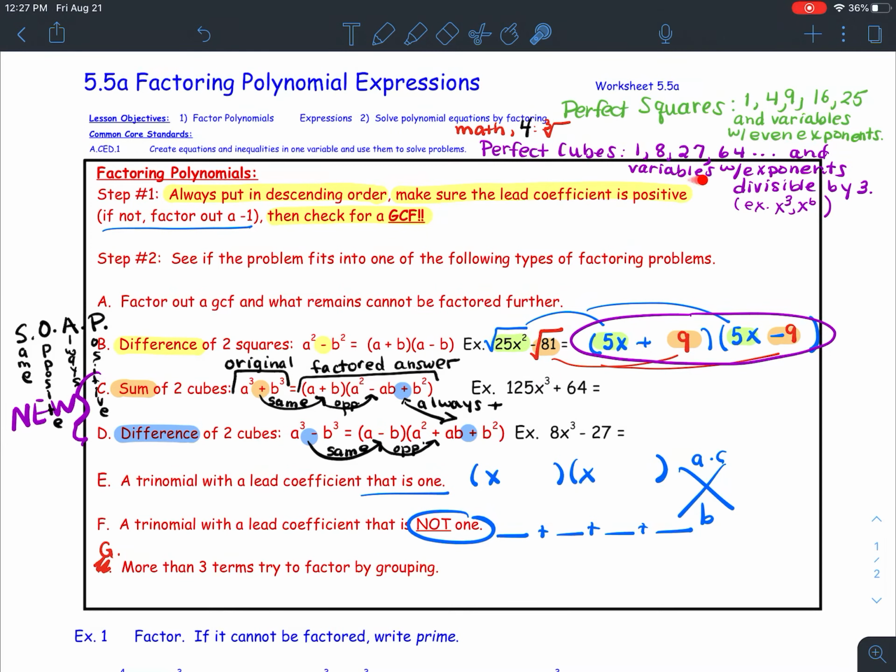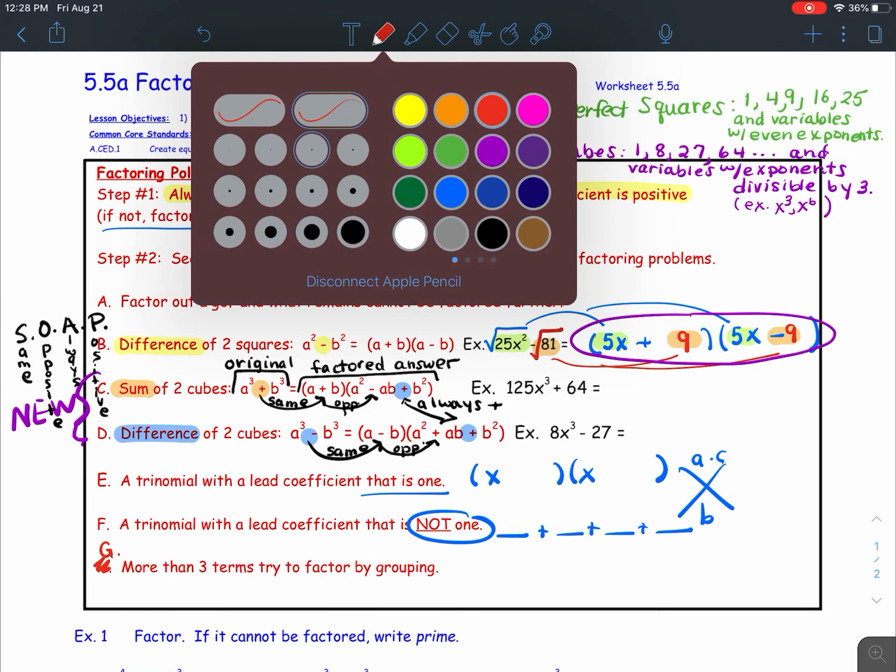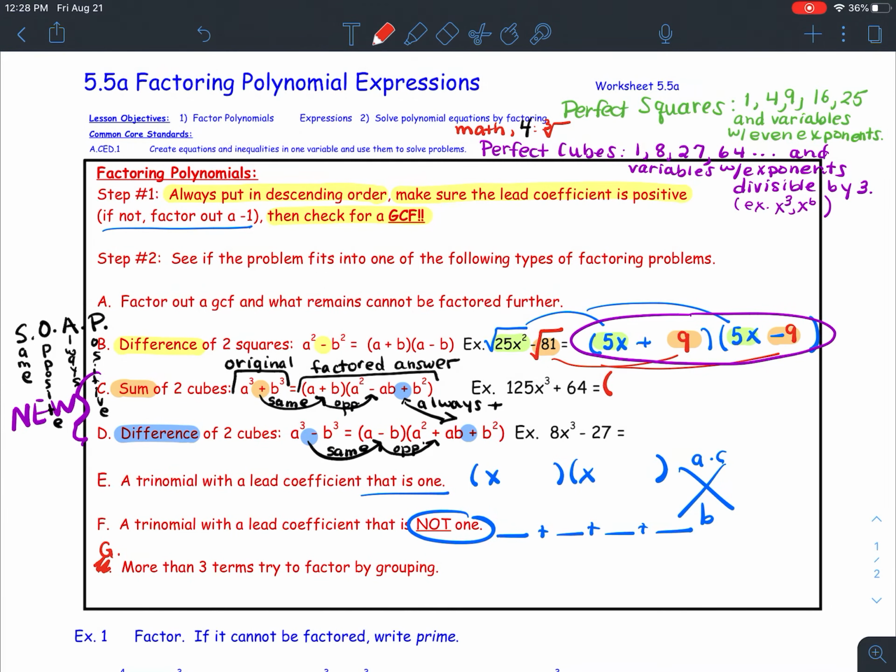So now I have to make sure, but is my variable a perfect cube? Well, to be a perfect cube, the exponent on the variable, which is a 3, has to be divisible by 3 without having any remainder. Well, sure, 3 goes into 3 once. So this is classifying as a sum of two cubes. Okay, so I'm going to go ahead and set the problem up.